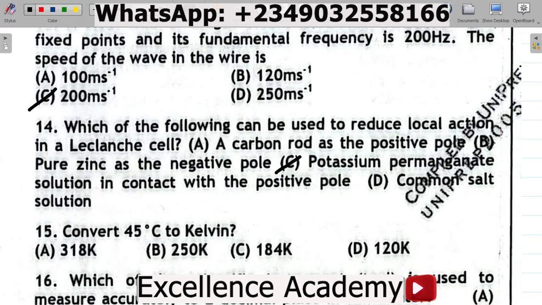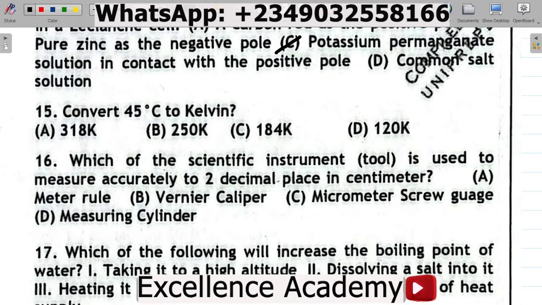All right. Next up, question number 15. It says, convert 45 degrees Celsius to Kelvin. A, 318 Kelvin. B, 250 Kelvin. C, 184 Kelvin. D, 120 Kelvin. So what is the correct answer to this question? Now, here's a very simple question.